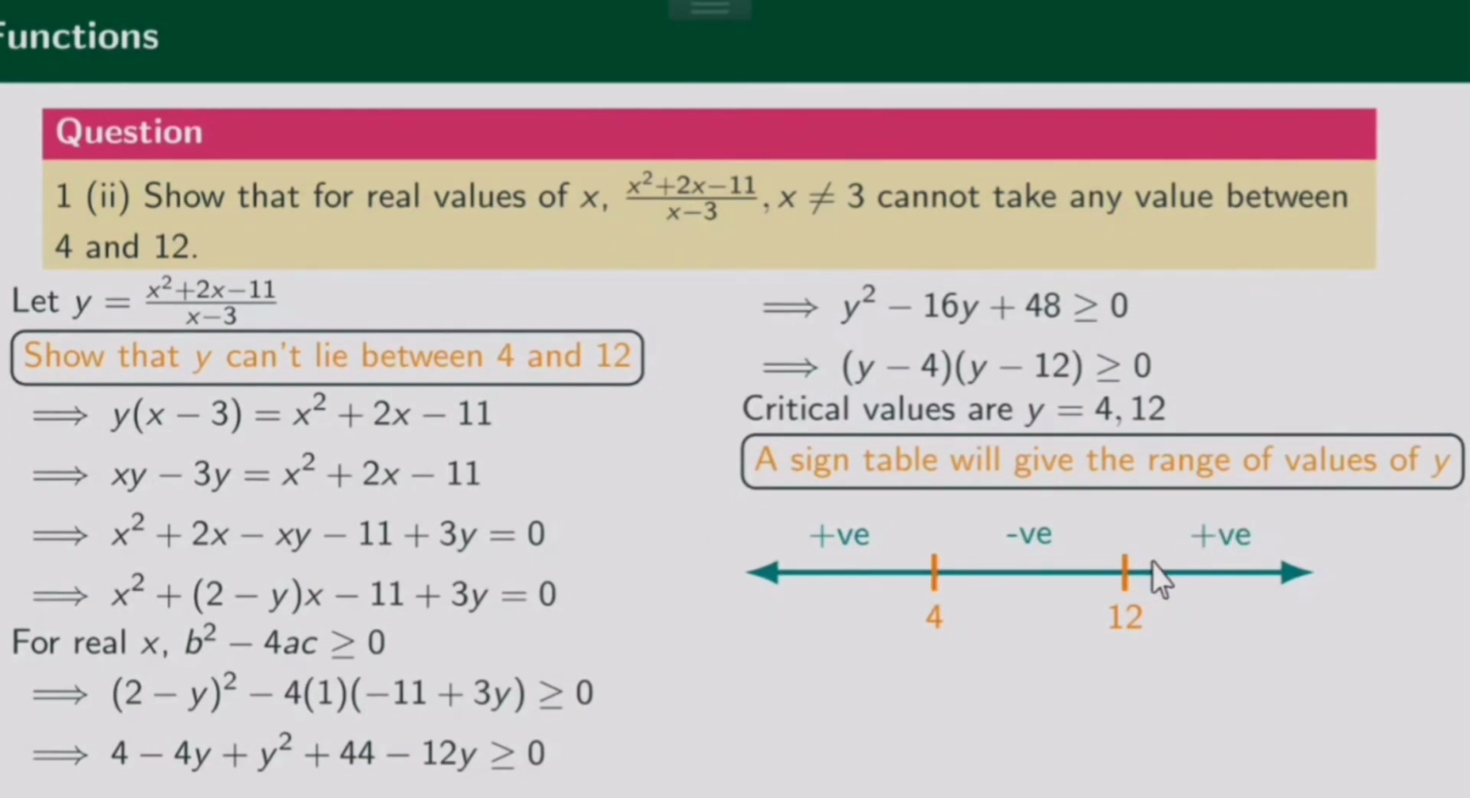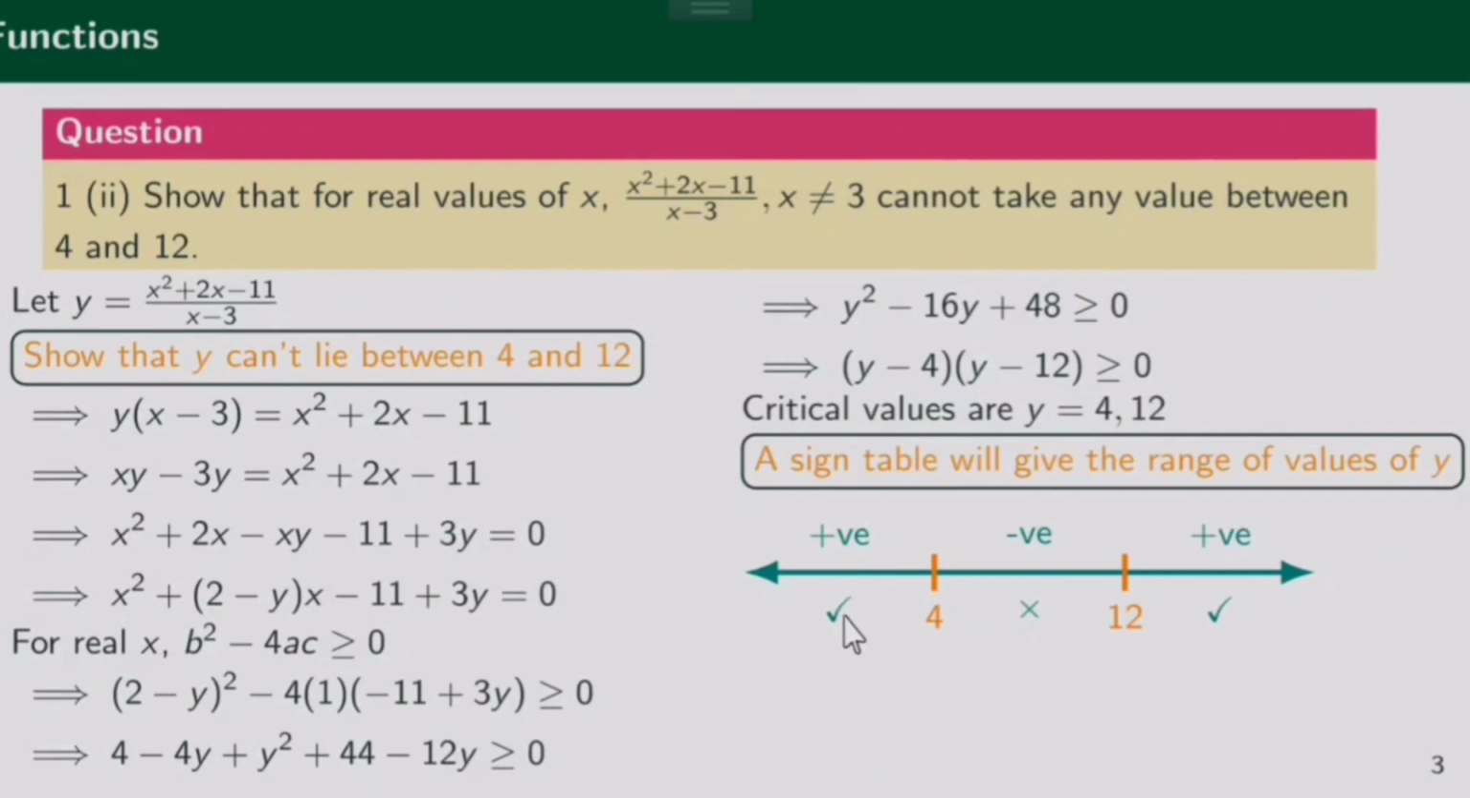So these are the ranges of values. I need to go back to my inequality and see which range of values I am going to select based on the inequality. So I will see that the left hand side needs to be positive, and so these are the intervals satisfying the inequality. So positive, positive, and this one is negative. I don't need that. So the range of values for y is that y is less than 4 and y is greater than 12. So let me go back.